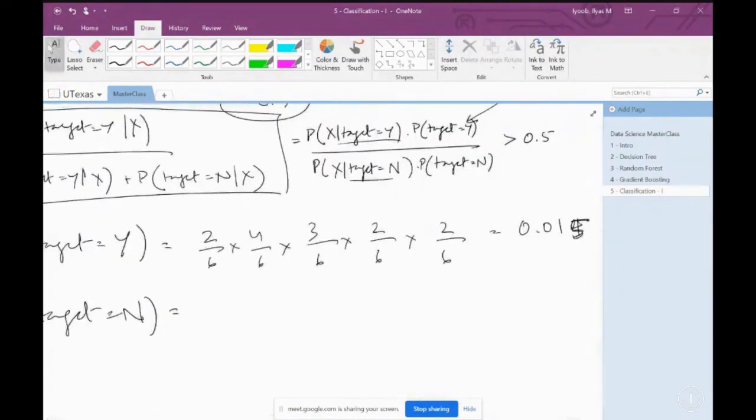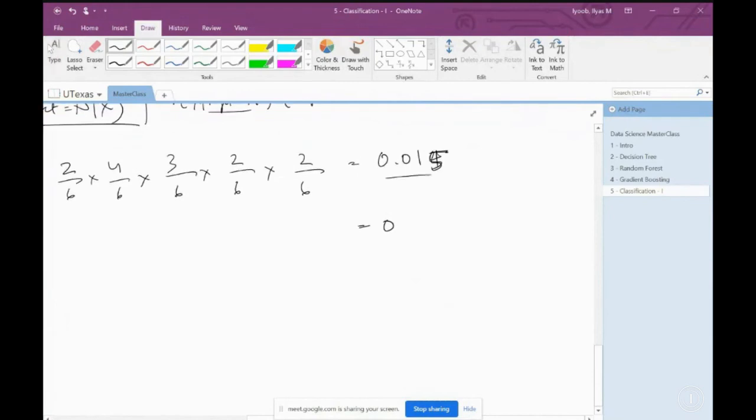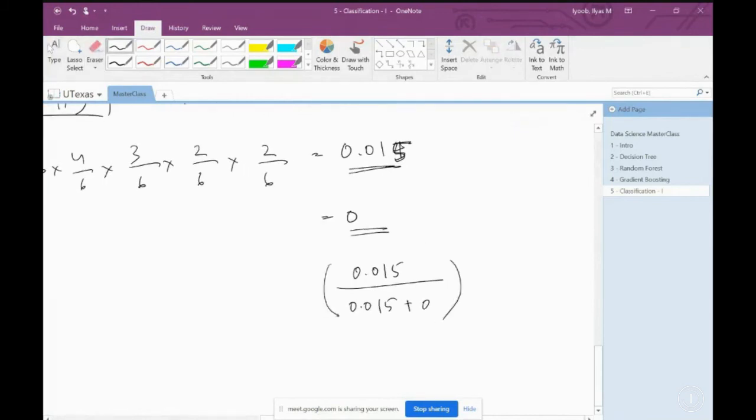Right? So we could go ahead and do all of this, and we would end up with a value of 0. But it could very well have been some other probability, right? Now we have this probability for yes and this probability for no. So we take 0.015 divided by 0.015 plus 0, right? And this value is greater than 0.5. It's actually equal to 1.